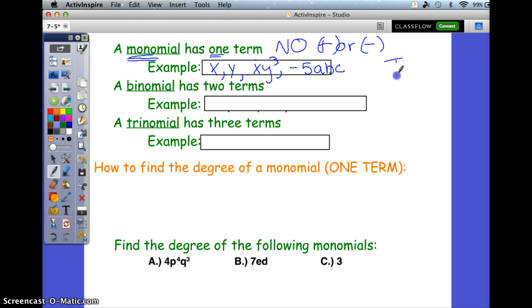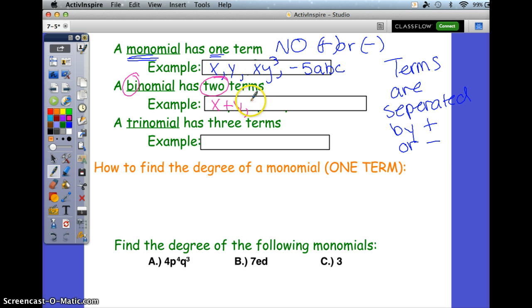Remember, terms are separated by addition or subtraction. That's how you can tell. A binomial, just like a bicycle has 2 wheels, has 2 terms. So maybe you have x plus y. Maybe you have 2xy minus 3y. Maybe 4a squared minus 3b cubed. Notice one term, 2 term, 1 term, 2 term, 1 term, 2 term.